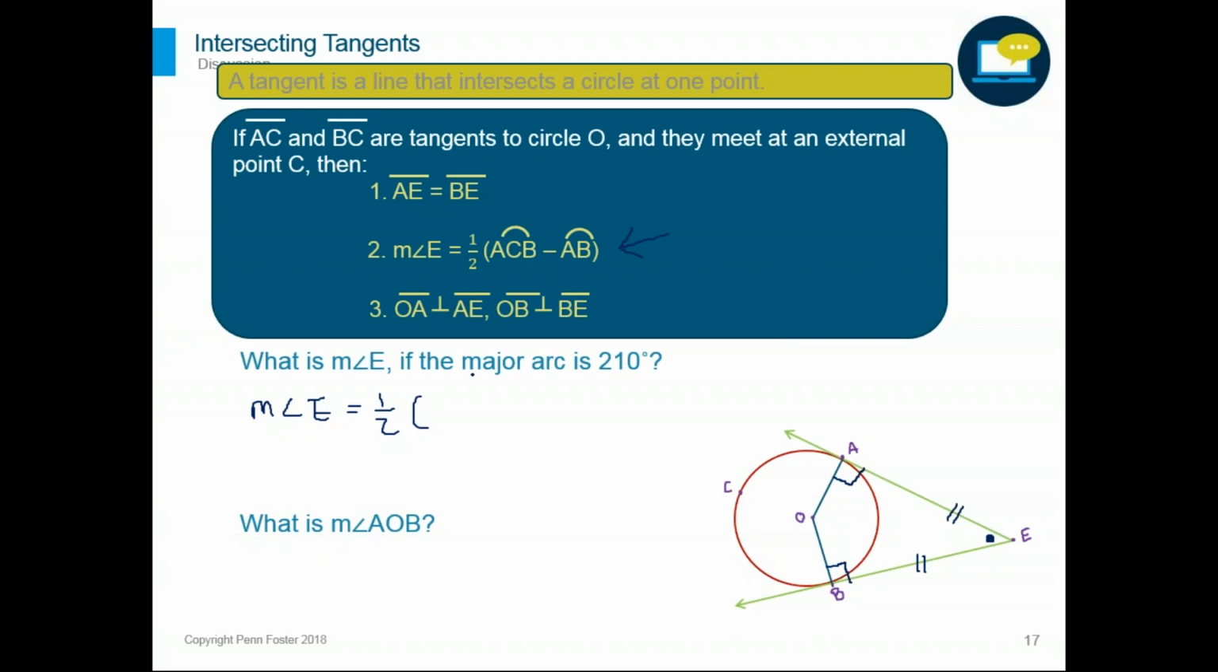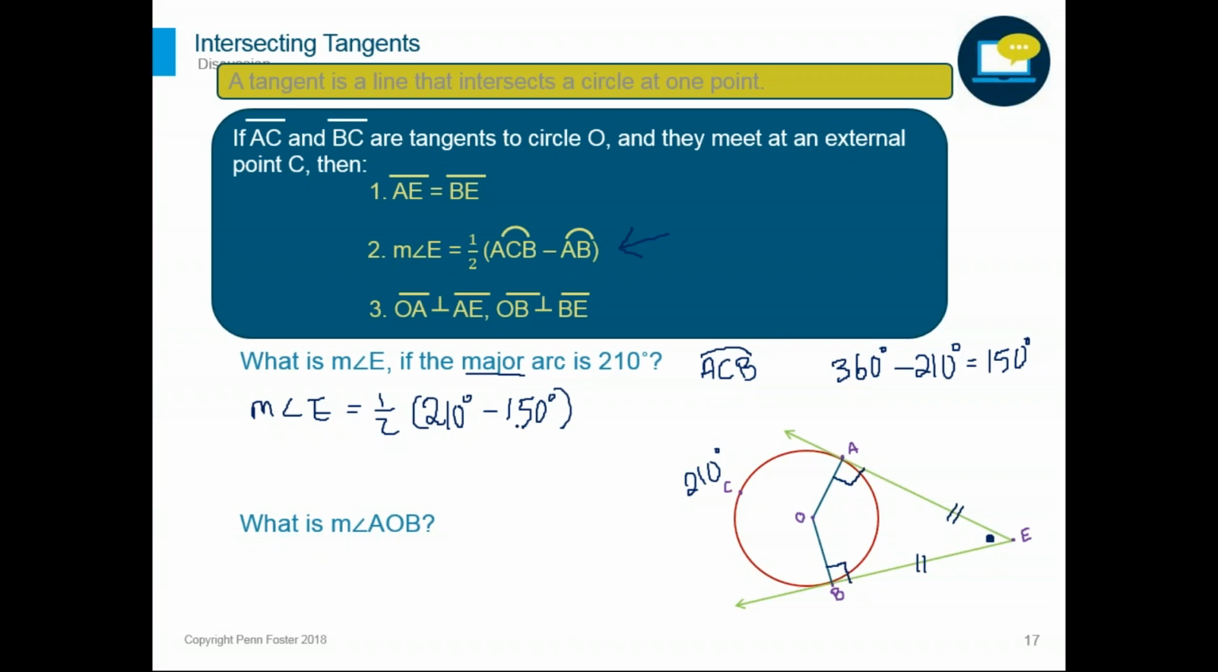Now, given in the question, ACB is the major arc, so that is 210 degrees. So ACB is 210 degrees minus the minor arc measure AB. Again, a full circle is 360. I know one of the arcs is 210, so subtract, and that will give you that the minor arc is 150 degrees. So in the formula, AB, the minor arc, is 150 degrees, minus 150 degrees.